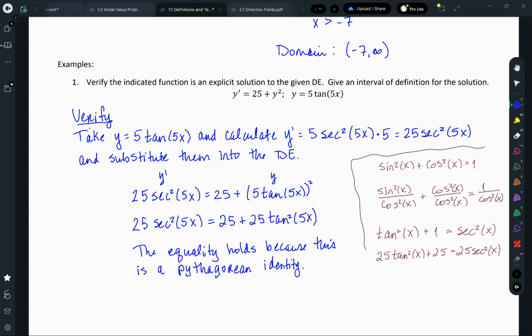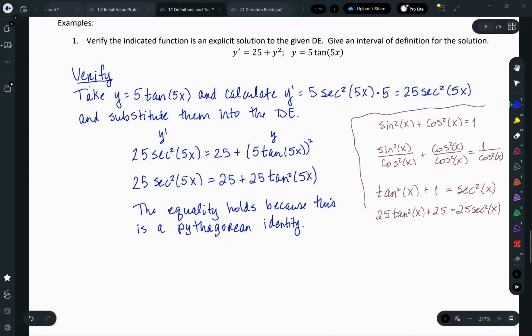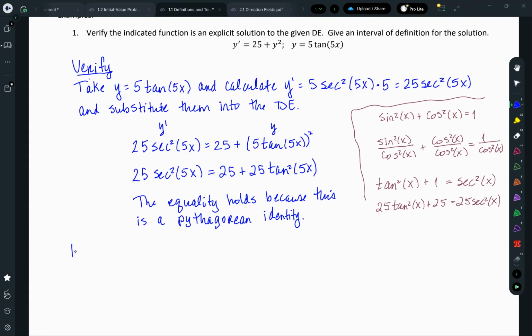Okay, and that's it. I've shown it. Some work out really nice like this. Sometimes there's more work involved. And sometimes you have to really think back to things that you've forgotten, like Pythagorean identities, including secant and tangent. Okay, the next thing is to give an interval of definition for the domain. So let's work with that. Interval of definition.